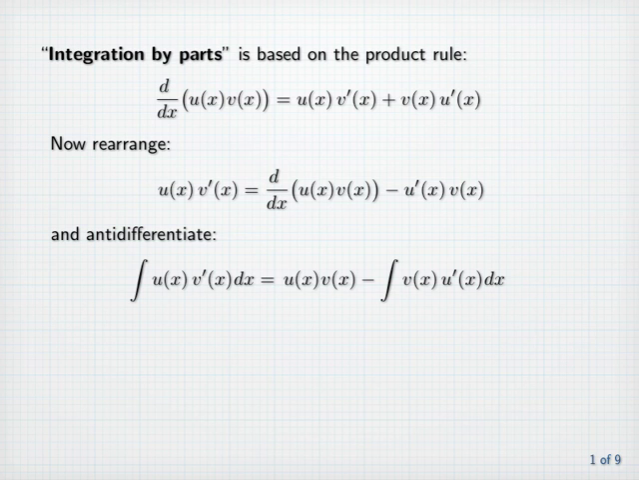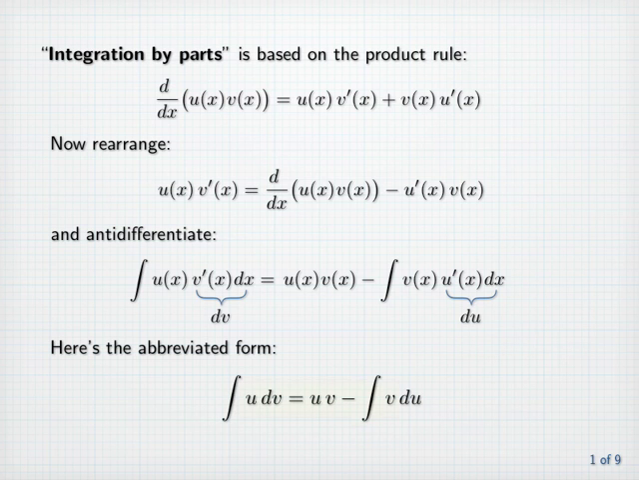Now we usually write this in an abbreviated form where we think of v prime of x dx as dv and u prime of x dx as du. So the formula becomes the integral of u dv equals uv minus the integral of v du.